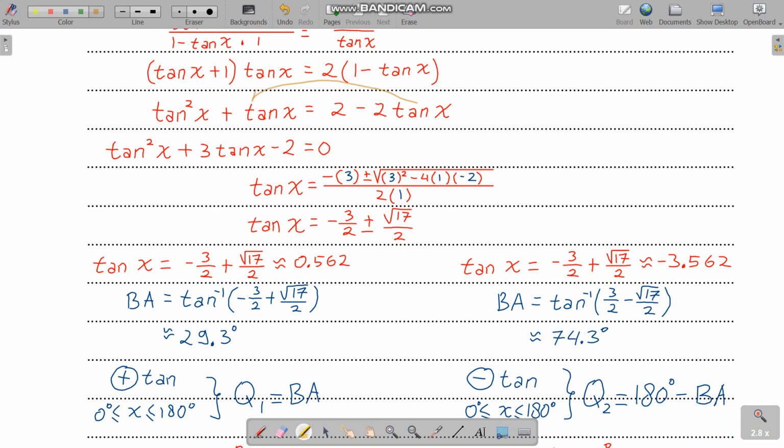So 1 plus 2 is 3, and you move the 2 to the left, you get minus 2. So this is a quadratic in terms of tangent.